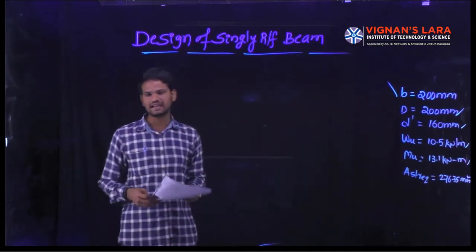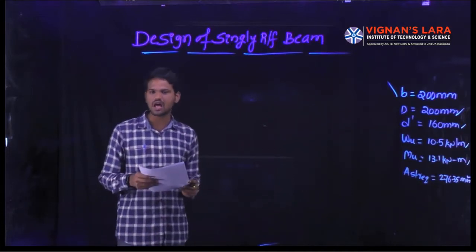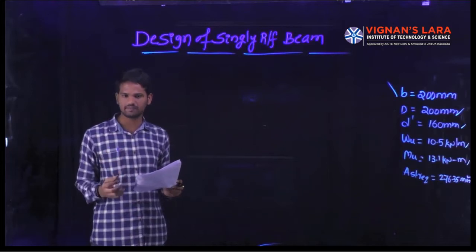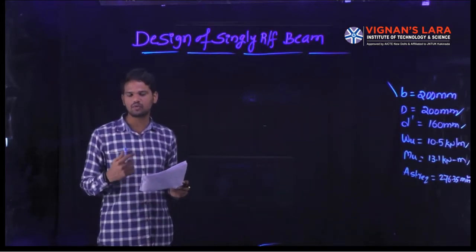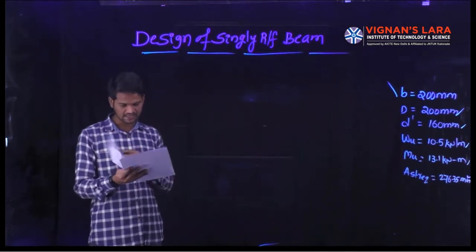Next, we will calculate the minimum area of tension reinforcement. That means what is the minimum area of reinforcement we have to provide in the beam and what is the maximum amount of reinforcement we have to provide in the beam. The details we will discuss here.